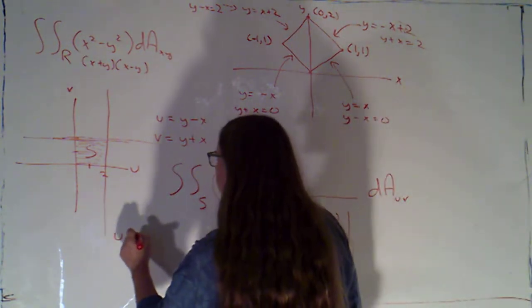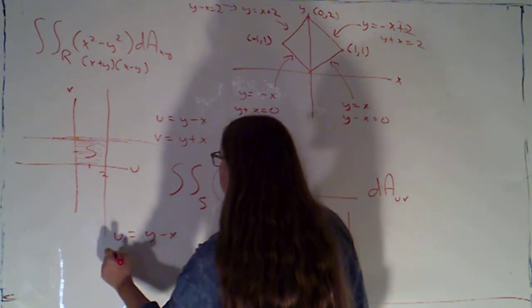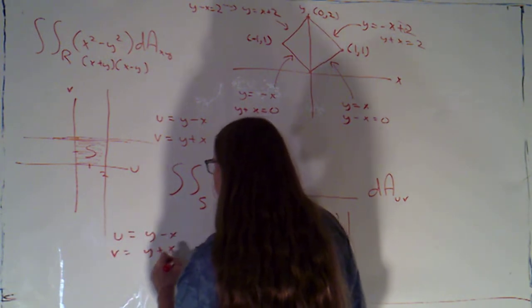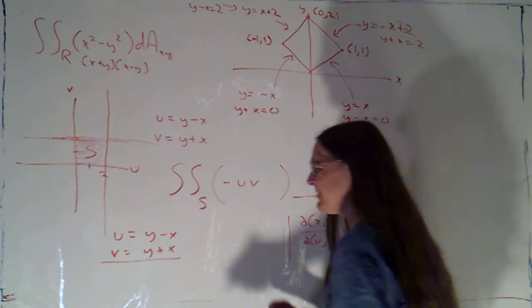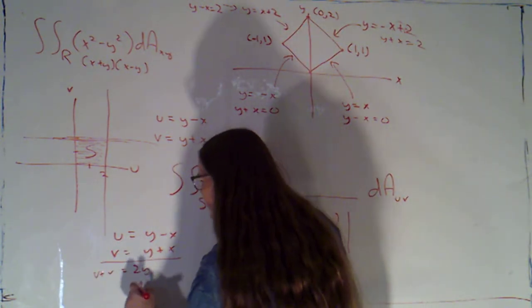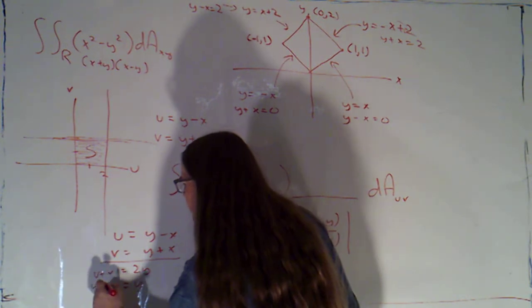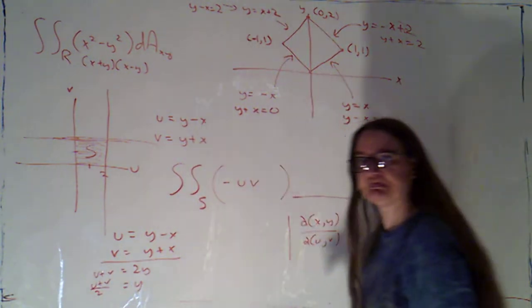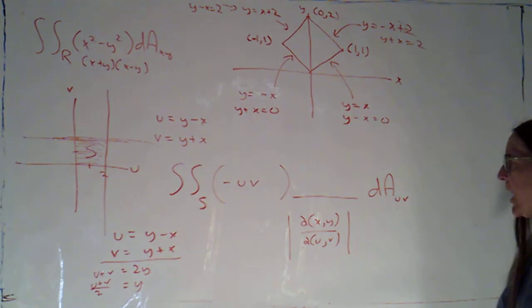So notice we had u equals y minus x, v equals y plus x. I'm just noticing if I add those equations, u plus v is going to equal 2y. So y is (u plus v) over 2. So I'm able to get y in terms of u and v.